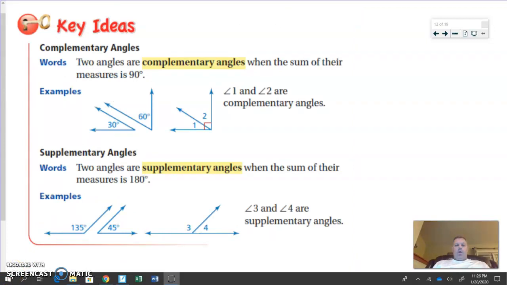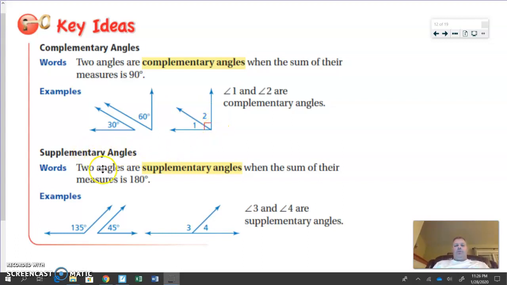Yesterday we worked on a little bit of the complementary angles. Two angles that are complementary are when their sum measures up to 90 degrees. These two are complementary angles because 30 plus 60 is 90. Angle 1 and angle 2 are complementary angles because it equals 90 when they put them together.